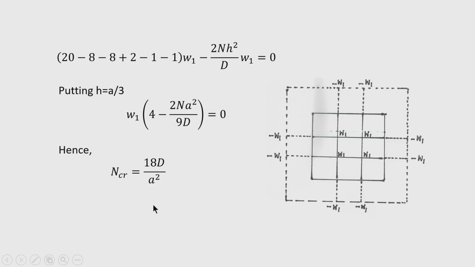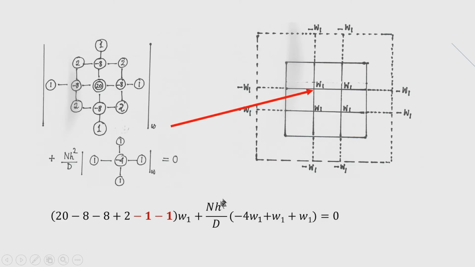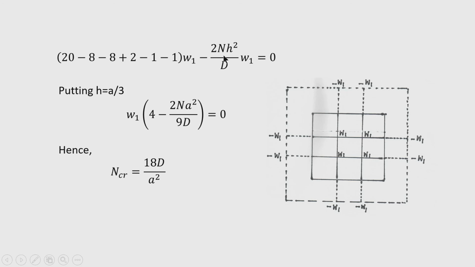After simplification, now we can write this, and putting 20 -8 plus 2 -1, if you simplify it, it will be -2 W1. So, therefore, it is -2 W1 N square by D. By putting h equal to a by 3, because we have divided the plate into 3 equal parts, we now write W1 into 4 minus 2 N a square by 9 D equal to 0. So, therefore, the critical load for buckling now becomes 18 D by a square.